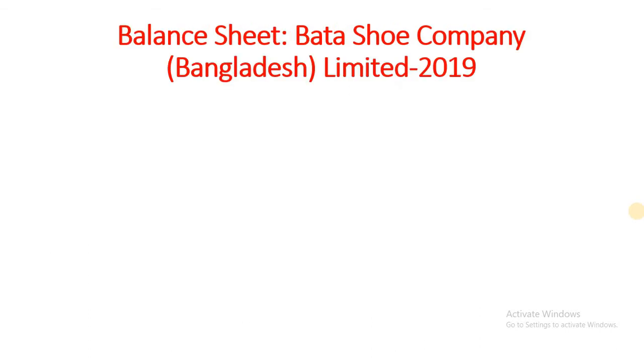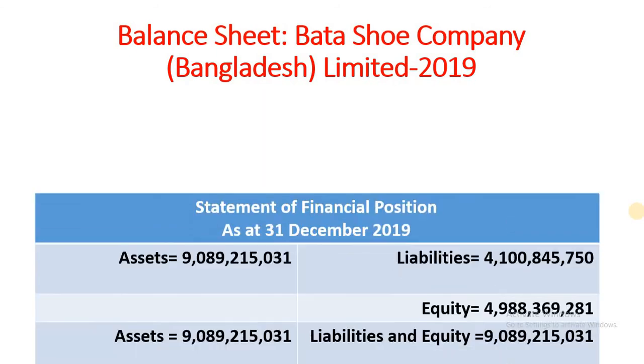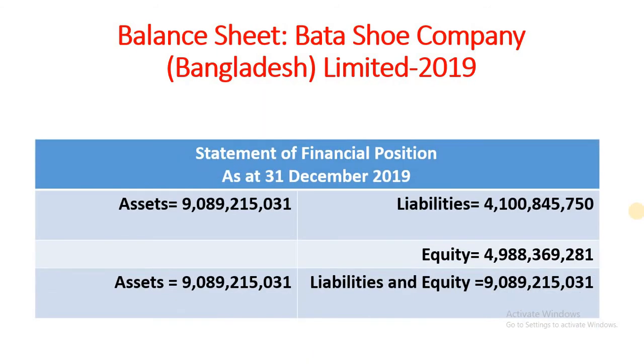Let's look at the balance sheet of Bata Shoe Company Limited. The Bata Shoe Company Limited has total assets equal to 9,089 million taka, and these assets are financed by equity and liabilities. Liabilities are 4,100 million taka and equities are 4,988 million taka.